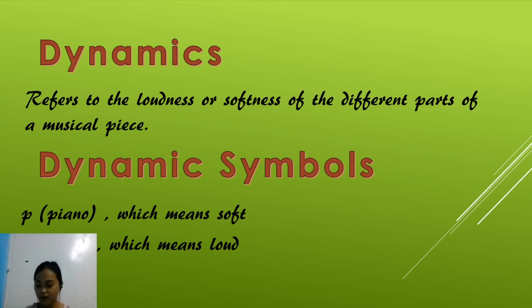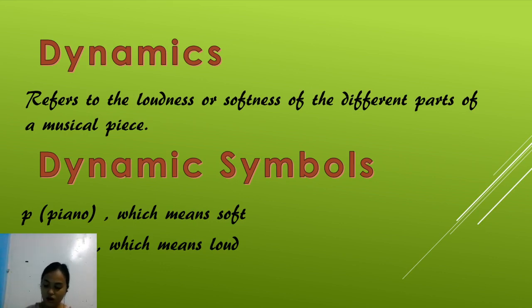This is how you will play the music. For example, dynamic symbols include P, the symbol for piano, which means soft, and F, which means forte, which means loud. A musical piece is marked softly and loudly. You will find it in the different compositions of the song.